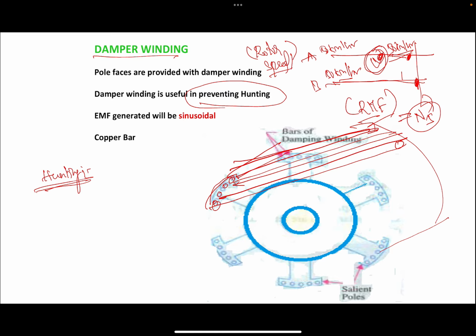As the heading says, it is a synchronous machine, so it always has to rotate at synchronous speed. Whatever the 50 kilometers per hour I am assuming here, it is actually rotating at synchronous speed. But due to some mechanical disturbance or electrical disturbance, the rotor suddenly pulls back for some instant.